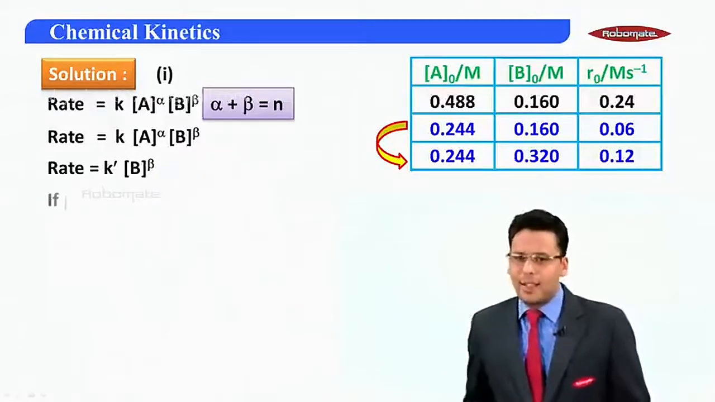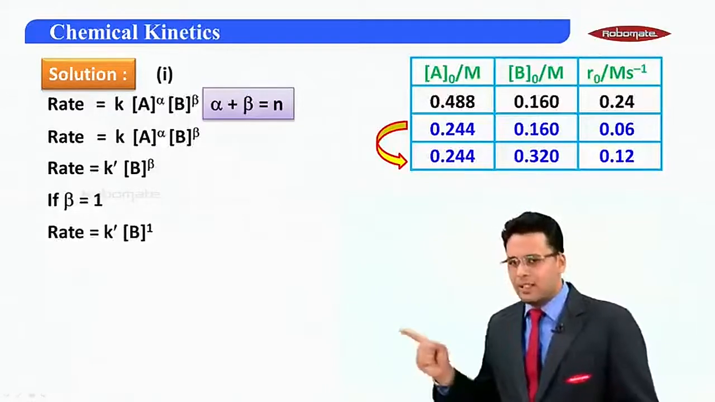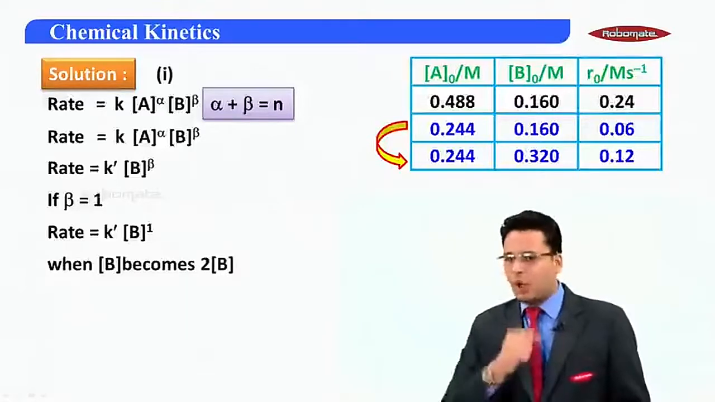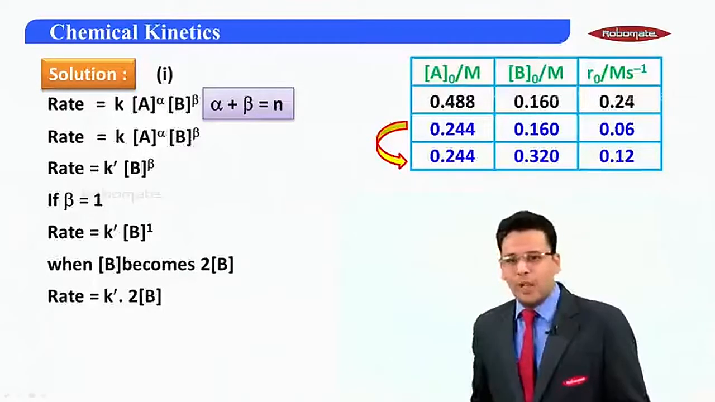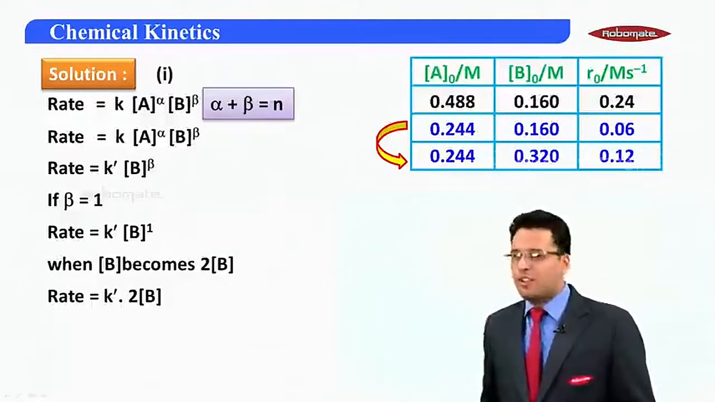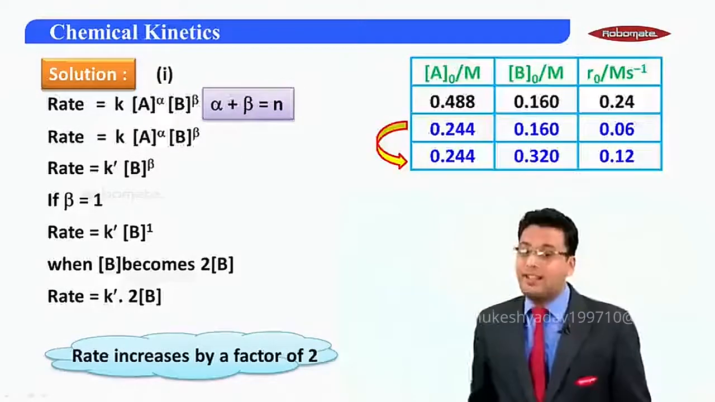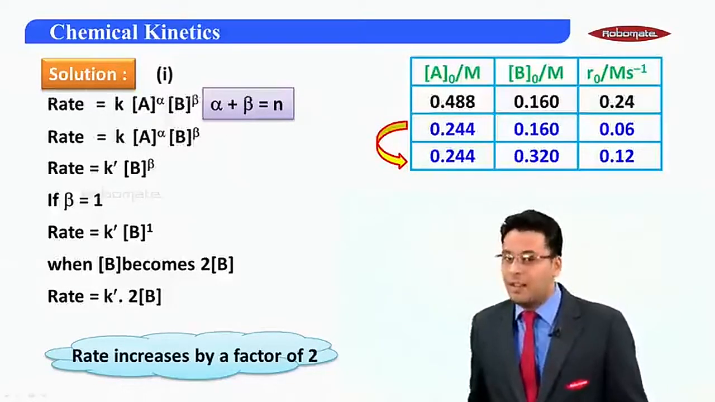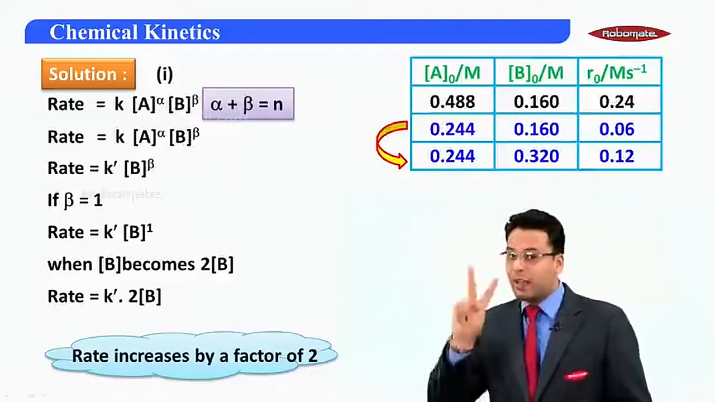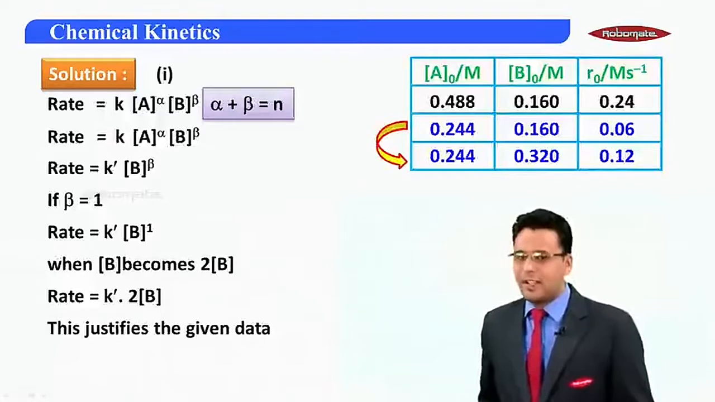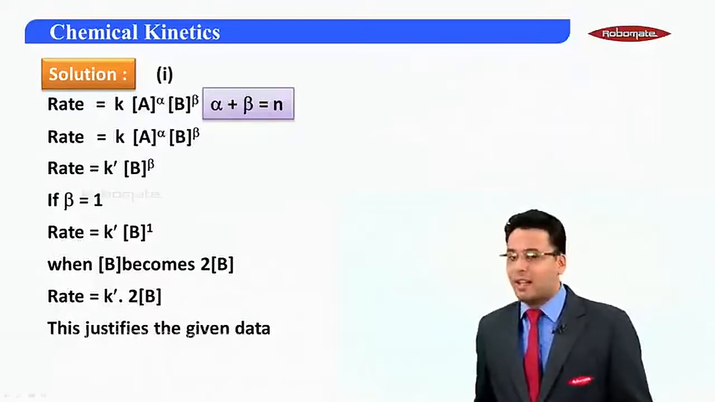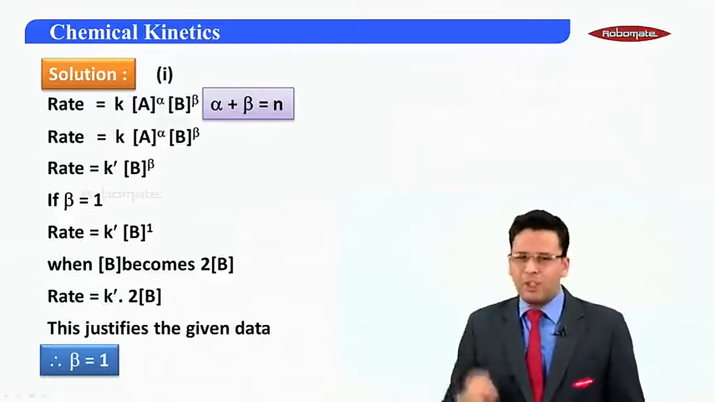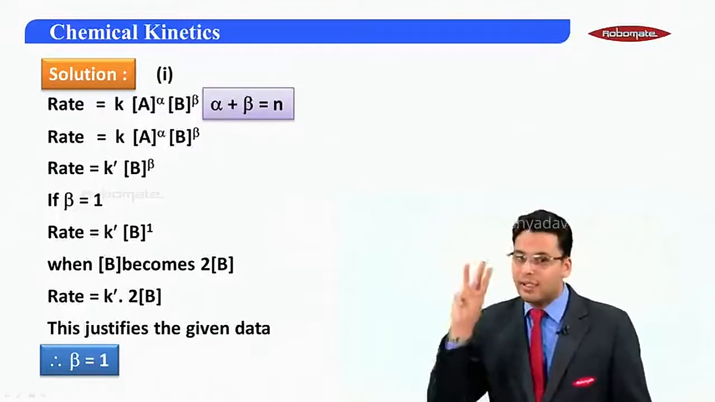Once again, let's take the value of beta. If beta is 1, this is what the equation becomes. Rate is equal to K dash into B raised to 1. Let's double the concentration of B, and now the rate will be K dash into twice the concentration of B. That means the rate is increasing by a factor of 2, and that's exactly what we want. When the concentration of B is doubled, the rate should increase by a factor of 2, and this justifies the given data, which means the value of beta happens to be 1. Alpha is 2, beta is 1. Put them together and you will get the overall order of the reaction, that is 3.